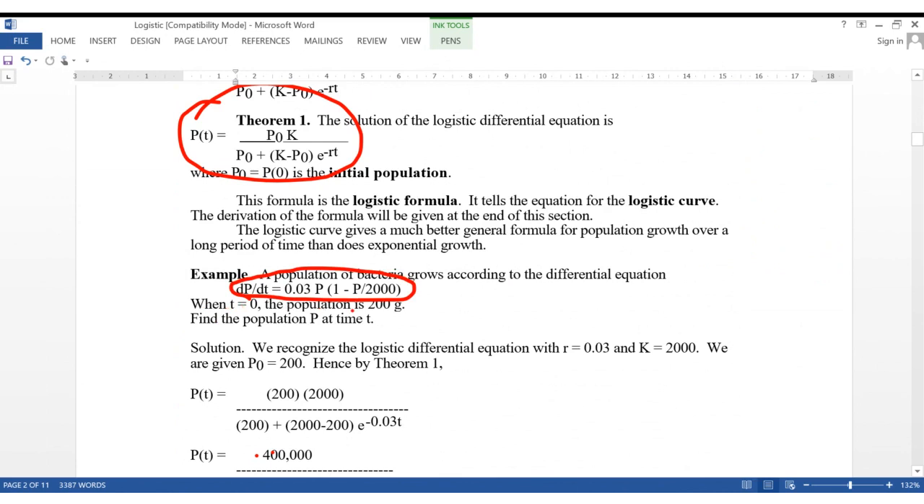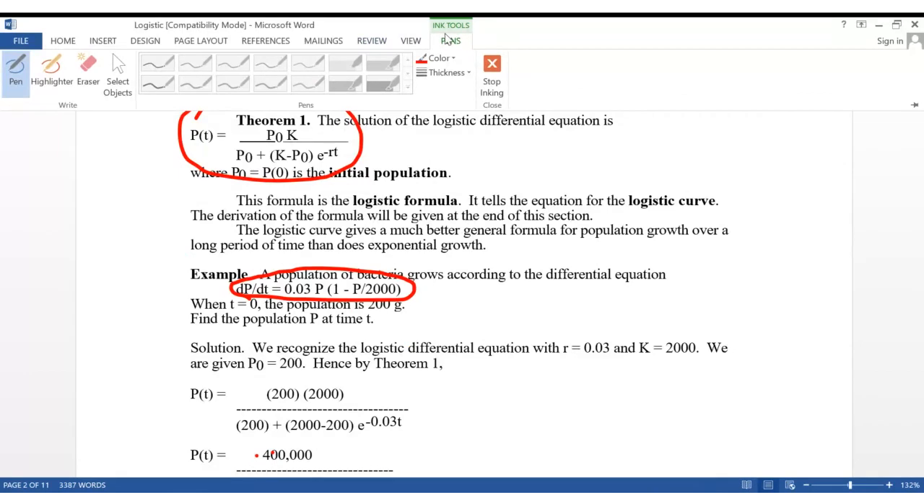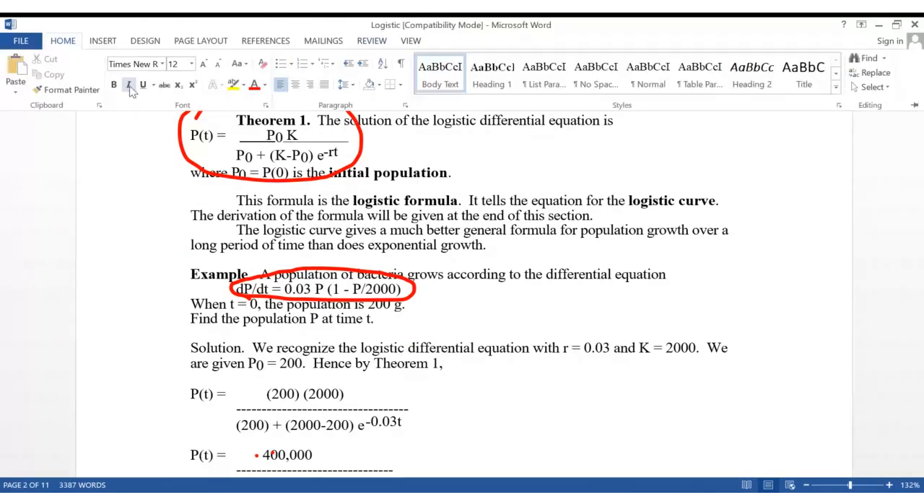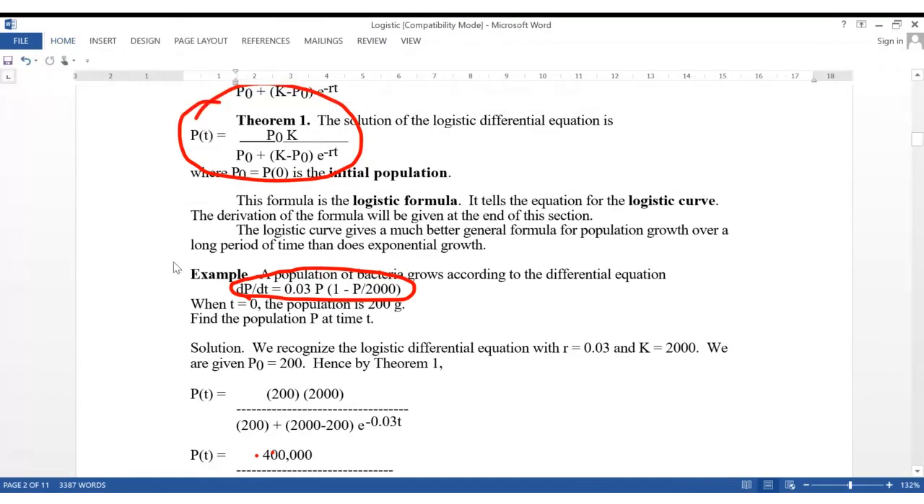So here, let me move away from the pens, so I can easily explain. We have been given that. We shall compare with the solution later. Let me write here.